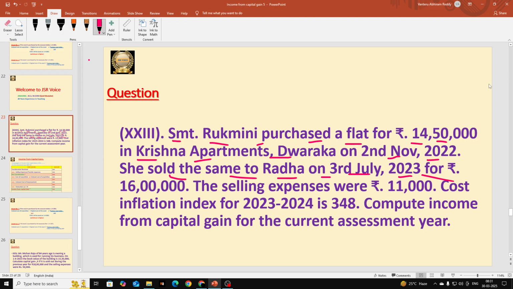Hope this is clear. And the selling price of the asset is 16 lakhs. Selling price is called consideration received. And selling expenses are 11,000. And cost inflation index for 2023-24 is 348. Everyone knows this. And next, compute income from capital gains for the current assessment year. So this is a very simple problem and let us go and discuss that.